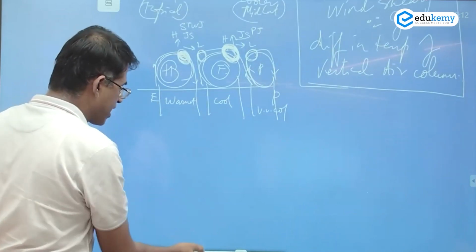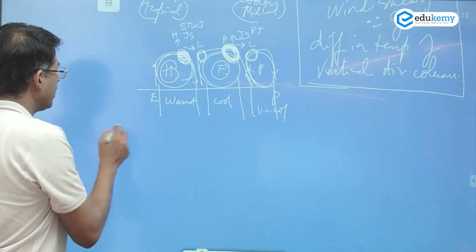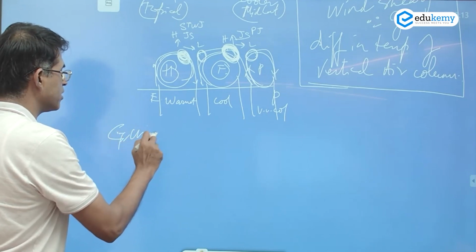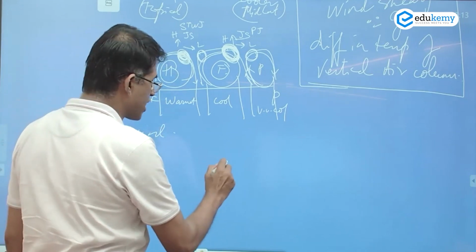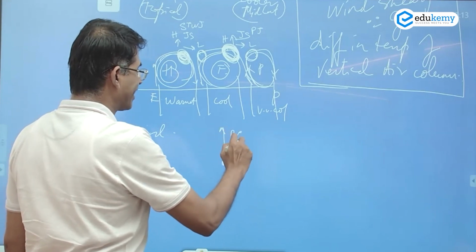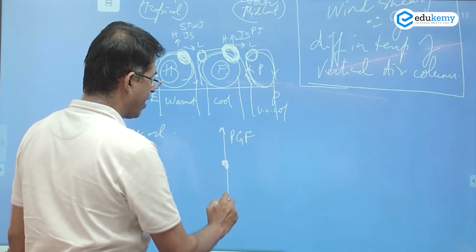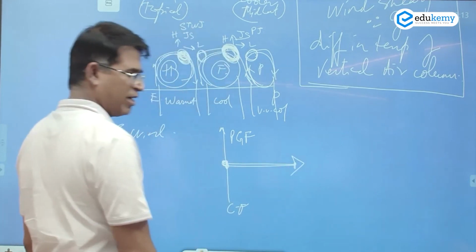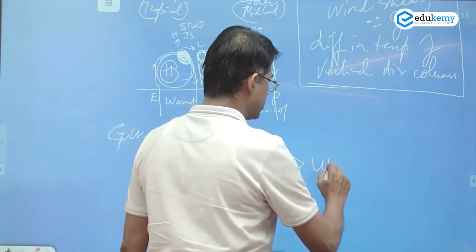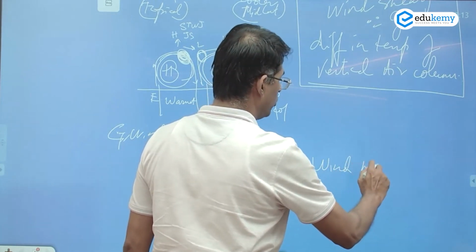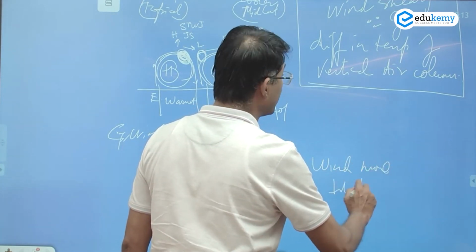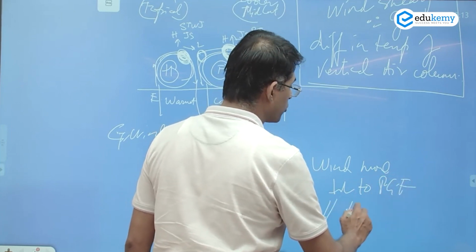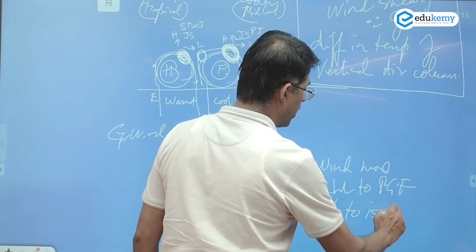now you can draw the diagram. So in the geostrophic winds, now you can draw the diagram. We have the pressure gradient force, we have the Coriolis force. This is the wind direction. The winds move perpendicular to the pressure gradient force. This is parallel to the isobars.